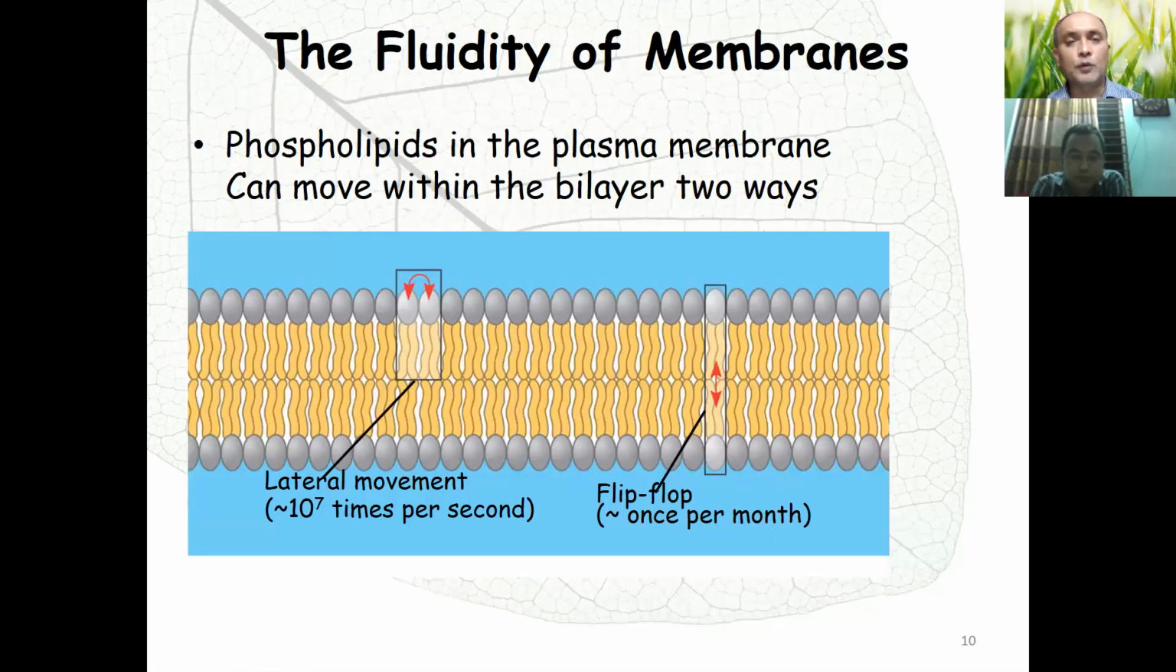Here is the fluidity of membranes. A phospholipid in the plasma membrane can move within the bilayer in two ways. Lateral movement occurs about 10 to the power 7 times per second, so they can move laterally. And they can also flip about once per month, moving up and down, and here they move laterally. That means the membrane structure is a bit flexible.